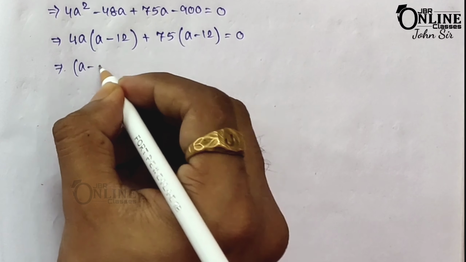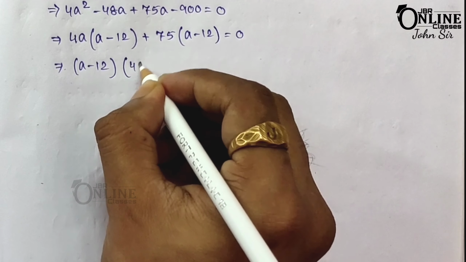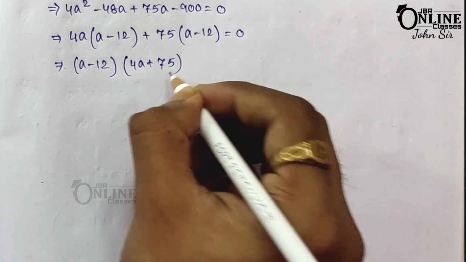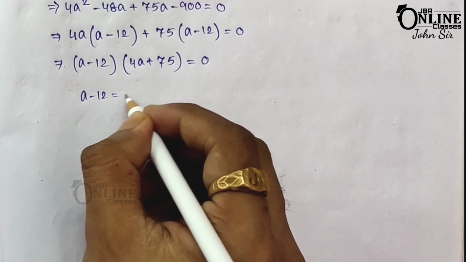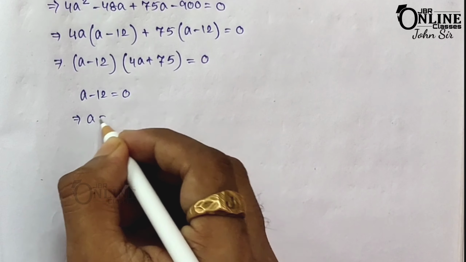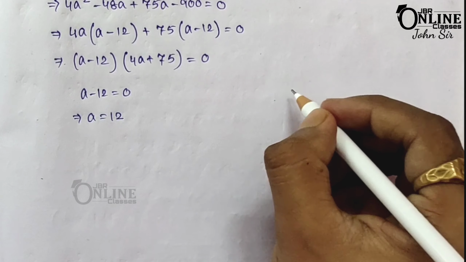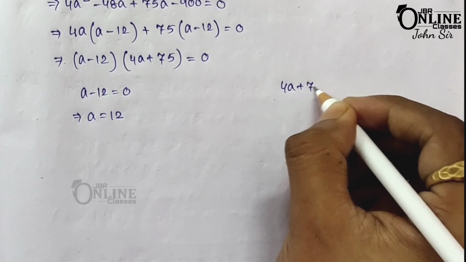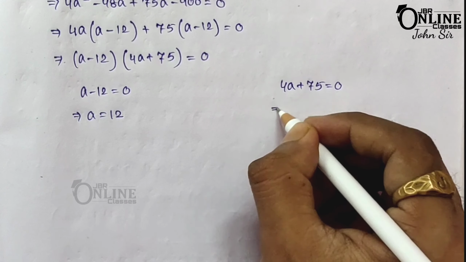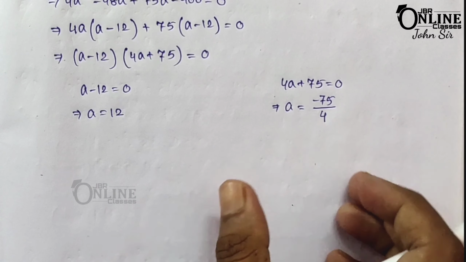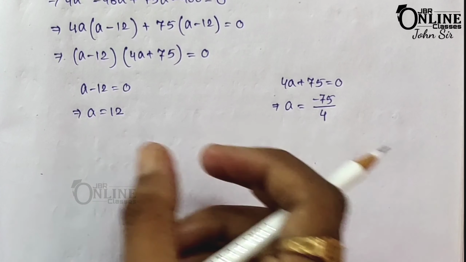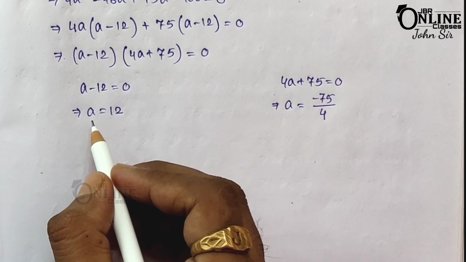So that means here a minus 12, and the second one will be 4a plus 75, that equal to 0. So either a minus 12 equal to 0, and from that a equal to 12, or here 4a plus 75 equal to 0, or a equal to minus 75 by 4. Okay, now you have to put down the value of a.